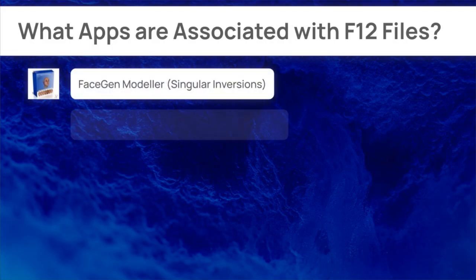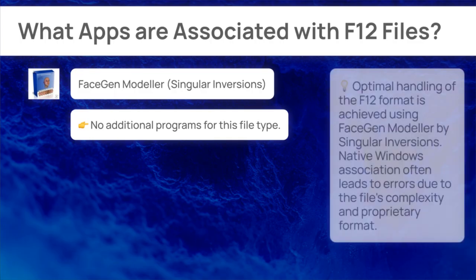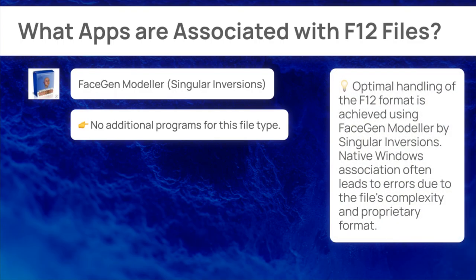The tool most commonly used for creating F12 files is FaceGen Modeller by Singular Inversions. Native Windows association often leads to errors due to the file's complexity and proprietary format. Windows can't render their full mesh or model data, so complete analysis must be done in a CAD tool.